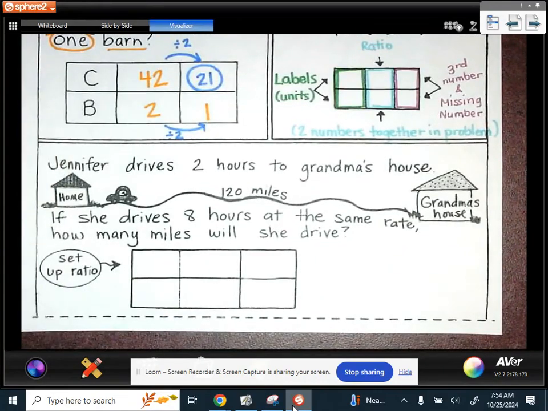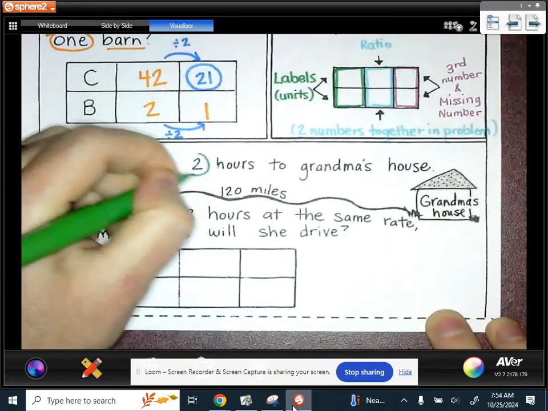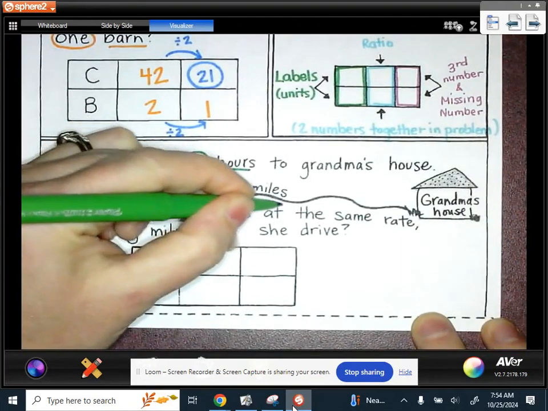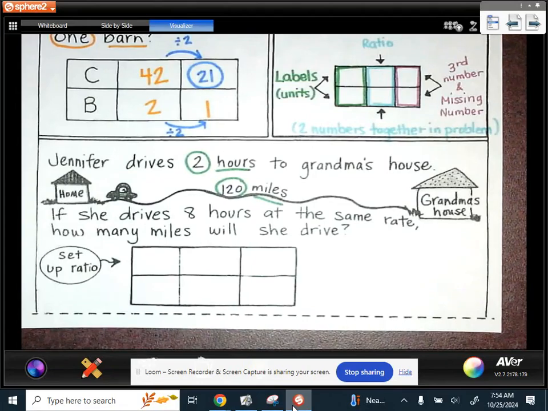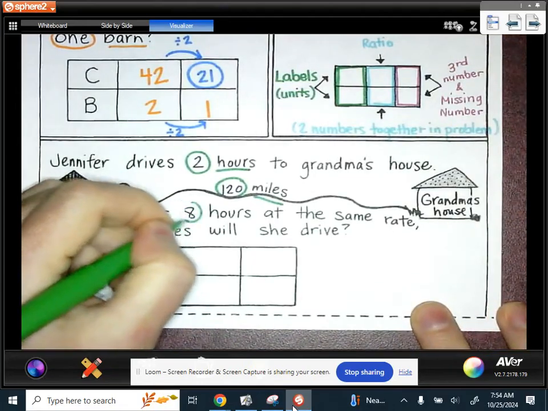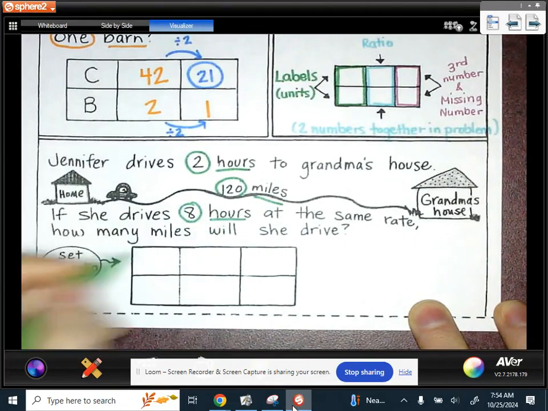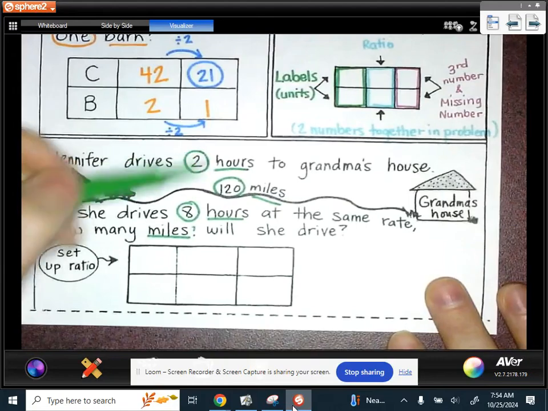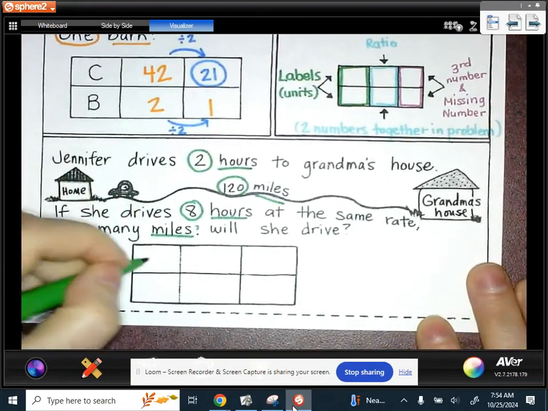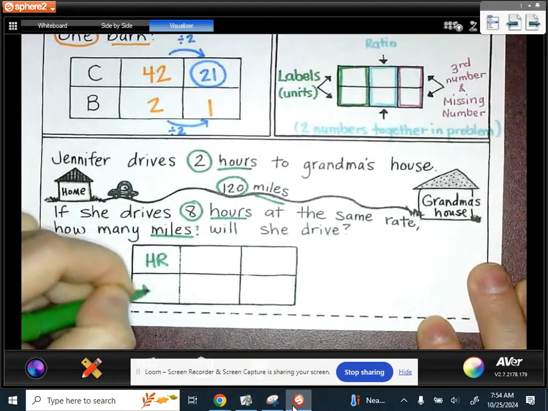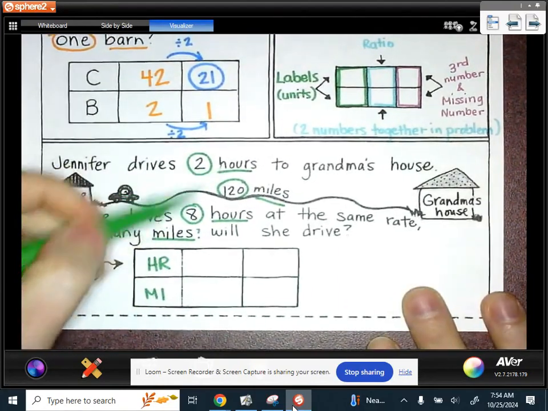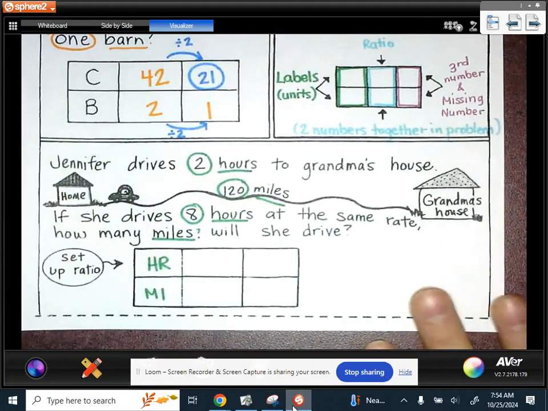Let's do one more. It says, Jennifer drives 2 hours to grandma's house. So that's how long it's taking her. And the picture here shows us that grandma's house is 120 miles away. And then it says if she drives 8 hours at this same rate, how many miles will she drive? So I underlined some things, hours and miles. So again, your labels are just the two things that the problem is talking about. And in this case, it's hours and miles.